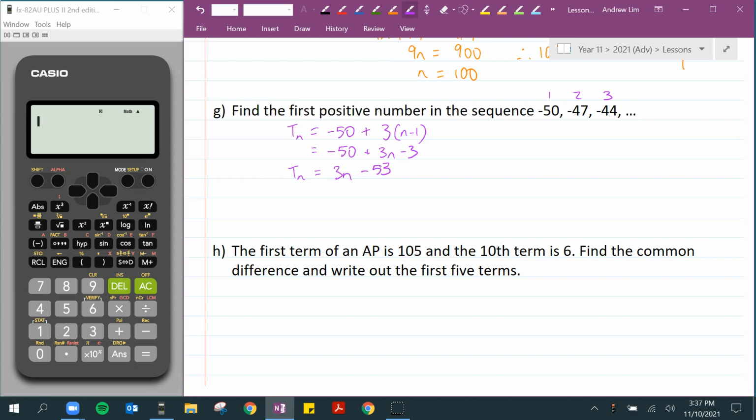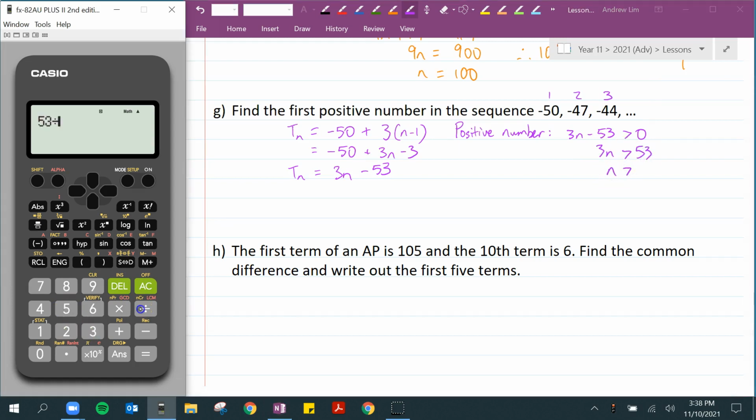Now what do we need to do with that? Because we need to find the first positive number, we need that to be greater than 0. So I'm going to write here, positive number. 3n minus 53 has to be greater than 0. I'm going to add 53 to both sides and divide both sides by 3, which is 17 2/3.